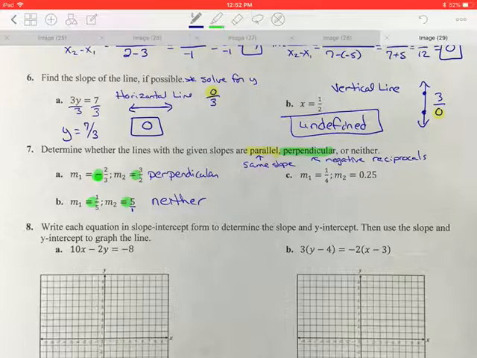And then for our last one, we have a slope of 1/4 and a slope of 0.25. Well, we know that 1/4 is the same as 0.25, so these are actually the same thing. And if they are the same, then we know that those two lines are parallel.